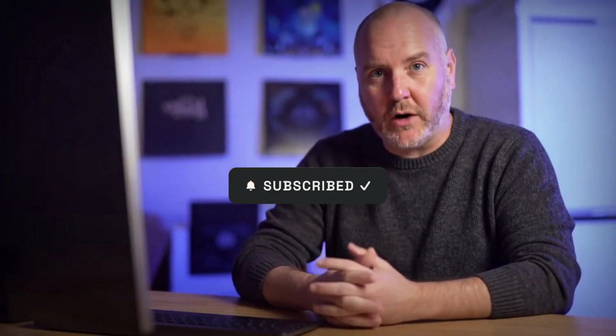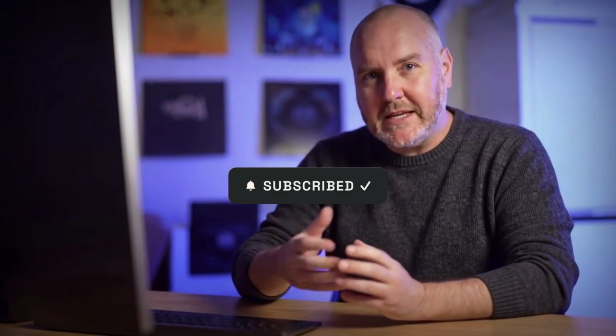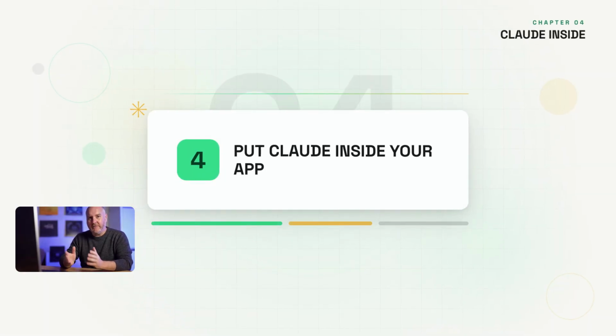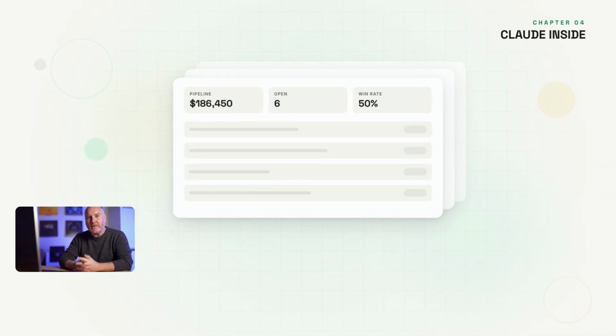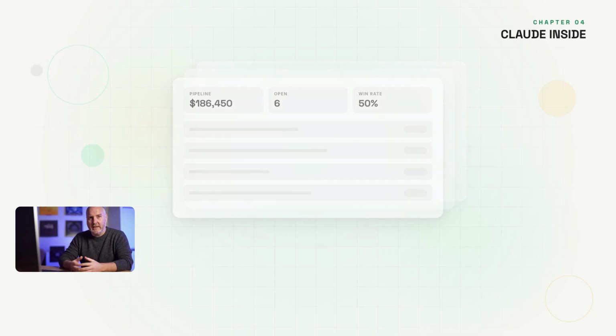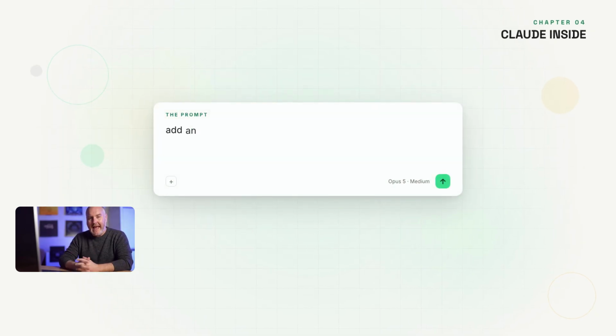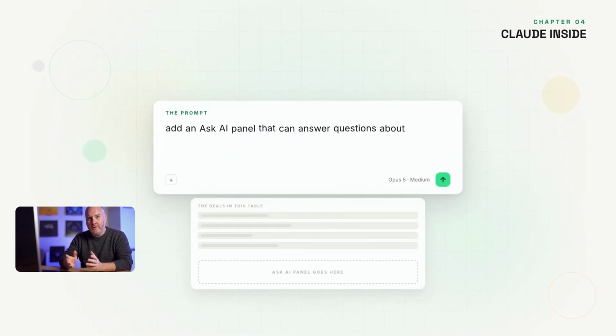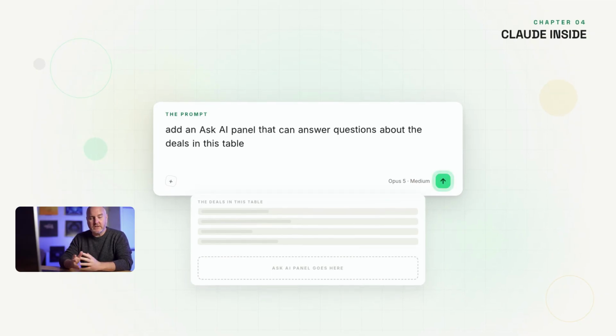Okay, chapter 4. This is where it stops being a neat trick and starts being useful. 4. Putting Claude inside the thing you just built. Up to now, the app only does what it was told. This is where it stops being that. The prompt. Add an Ask AI panel that can answer questions about the deals in this table.